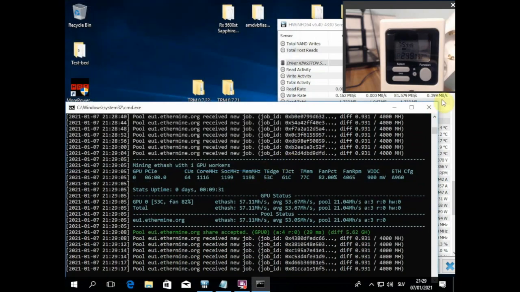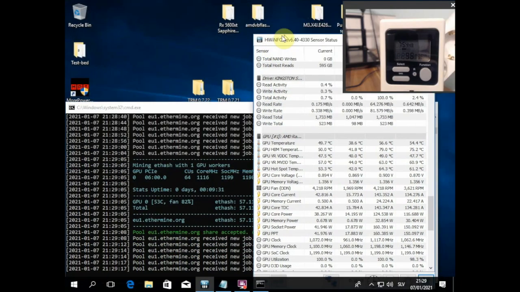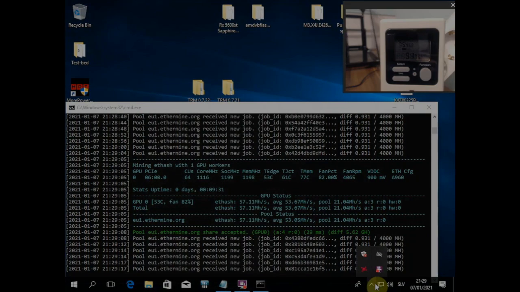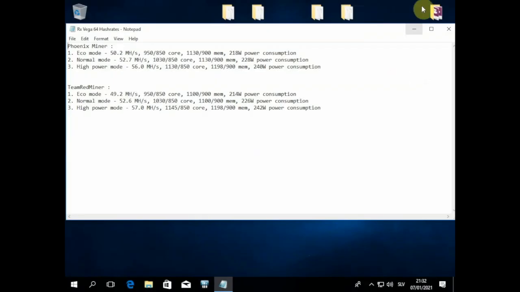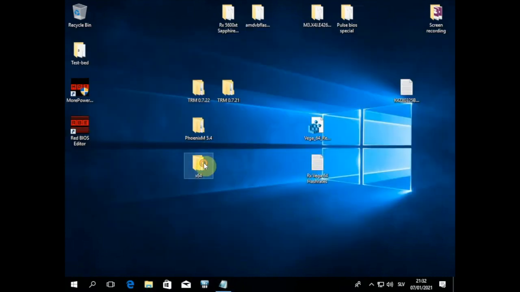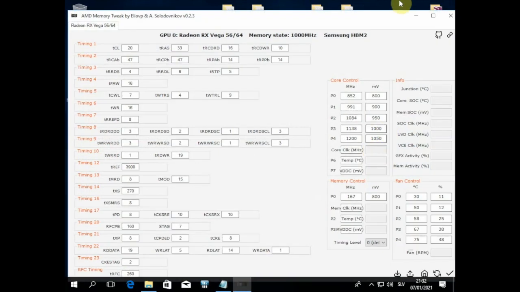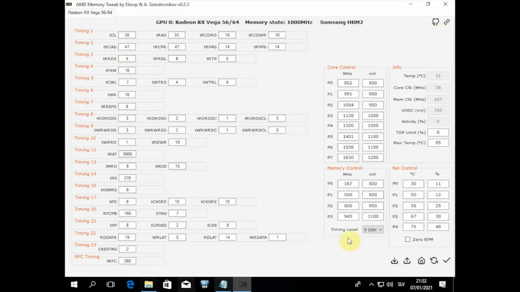Okay, and I want to close all this, and I want to restart computer, and I will be right back, guys. I'm back. I promised to show you how to apply timings in AMD memory tweak tool. So this is the tool, and this is your Vega 56 or 64. I have 64 Samsung HBM2 memory.